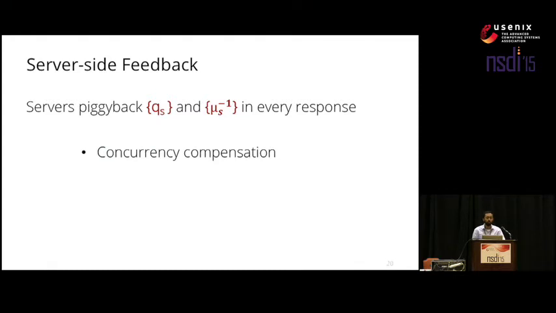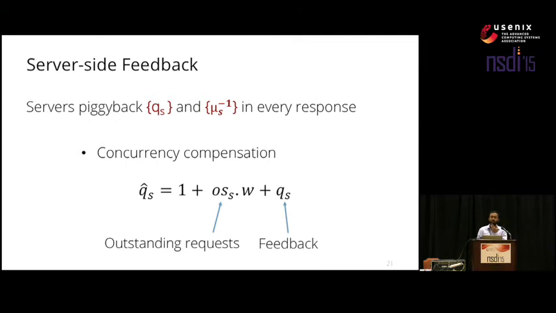We address that with what we call concurrency compensation, wherein instead of only using the queue size feedback that we get from the servers, clients also augment that information with the number of outstanding requests that they have to a server, scaled according to a weight parameter W. The effect of this is that a client that has committed more requests to a server will be more likely to switch replicas because it sees longer queue lengths at the first server. And this allows clients to desynchronize.